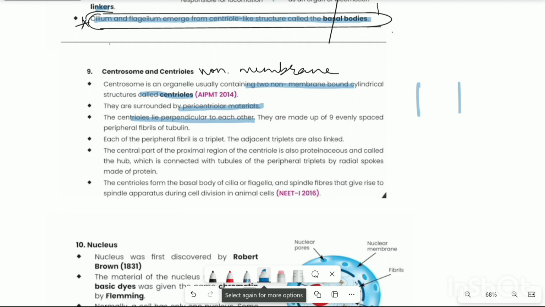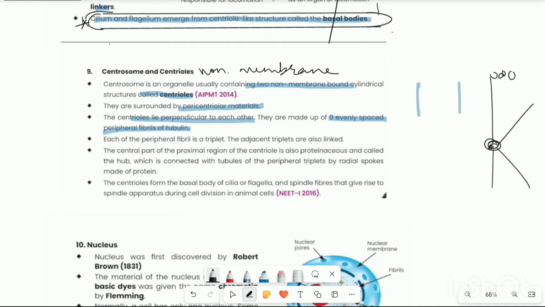which are made up of 9 evenly spaced peripheral fibrils of tubulin. See, this is the centriole. Here is one spoke, a radial spoke, and here is the triplet. Like this, there are 9, and each has a triplet.